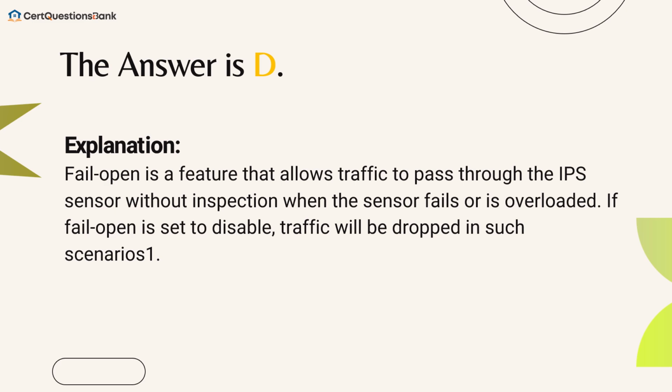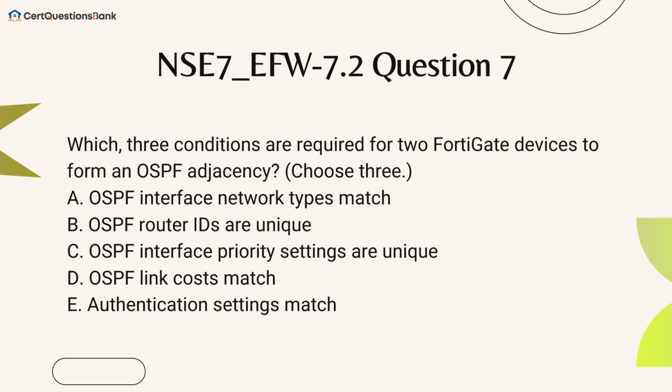Question 1. Which 3 conditions are required for 2 FortiGate devices to form an OSPF adjacency? Choose 3. A. OSPF interface network types match. B. OSPF router IDs are unique. C. OSPF interface priority settings are unique. D. OSPF link costs match. E. Authentication settings match.